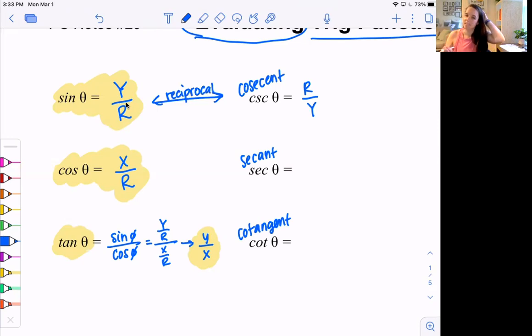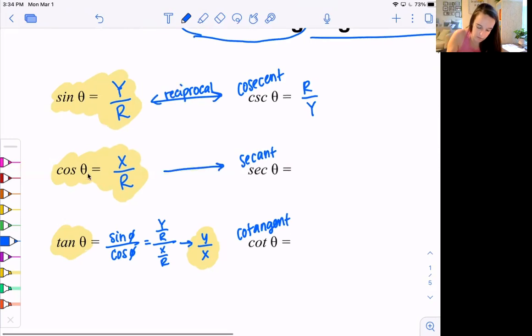I kind of remember this as, it seems weird that this one starts with the CO and this one starts with the CO, but they actually don't match each other. So I always think, oh, they don't match, so cosecant must go with sine. The same is true for secant and cosine, which are opposites of each other. So the reciprocal would be r over x is how we would find our secant. And then tangent and cotangent are reciprocals as well. So cotangent would be x over y.